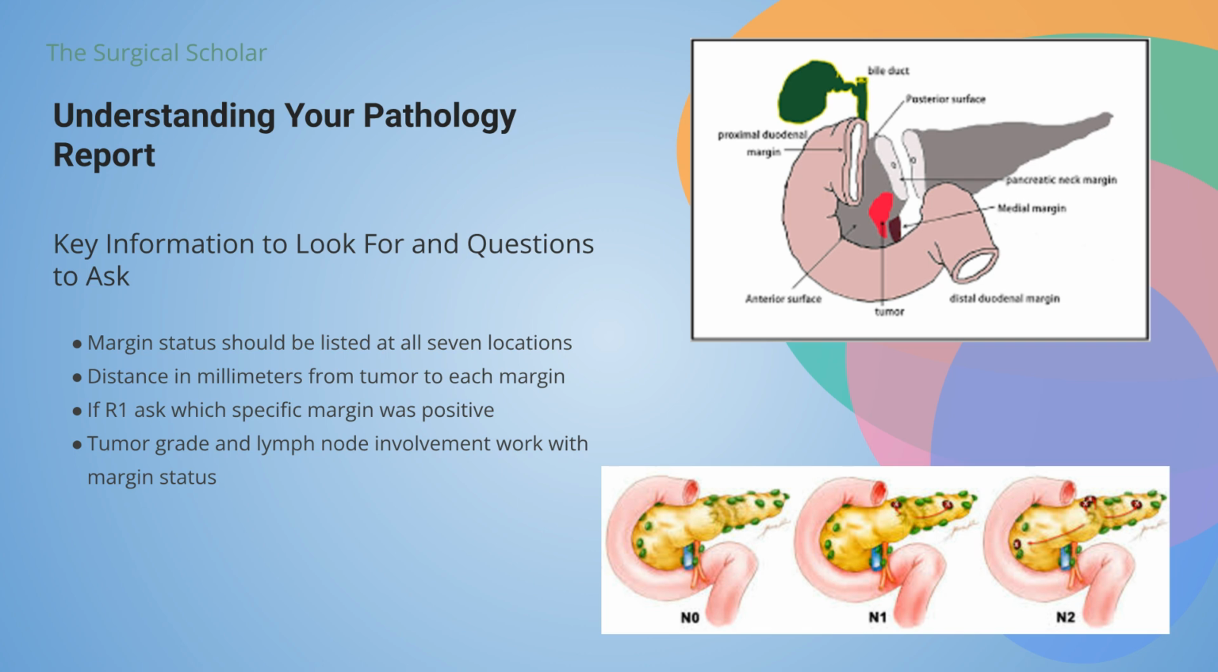Look for margin status at all 7 locations, distance in millimeters from tumor to each margin, and which specific margin was positive if R1. Ask about tumor grade and lymph node involvement working together with margin status. These 2 images demonstrate Whipple surgical margins and lymph node status, N0 being no lymph nodes involved.